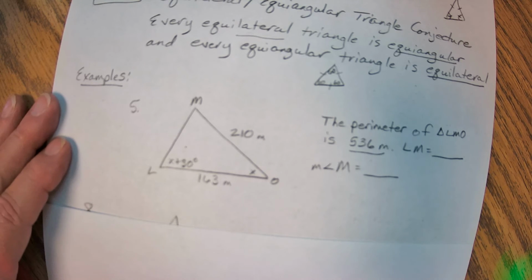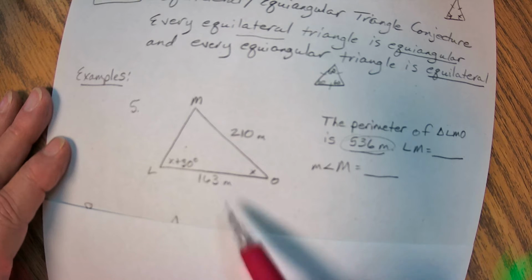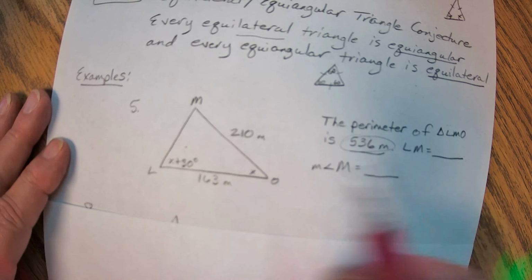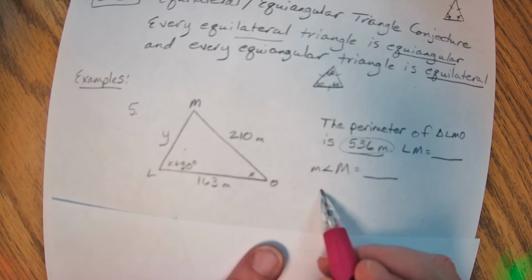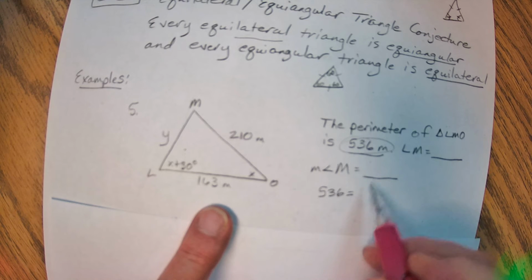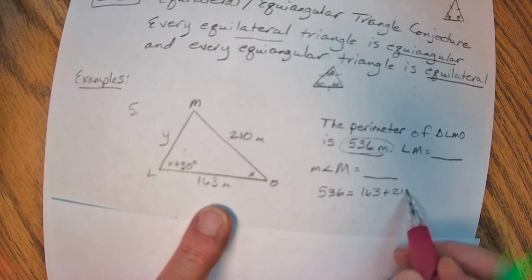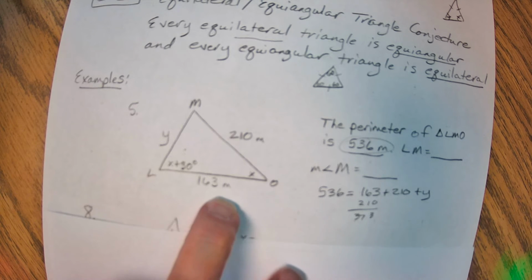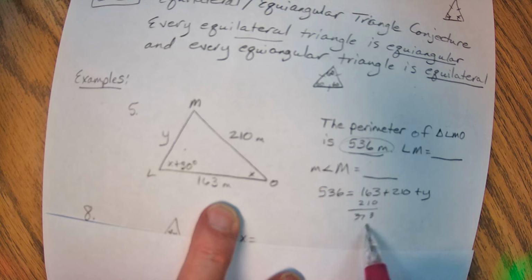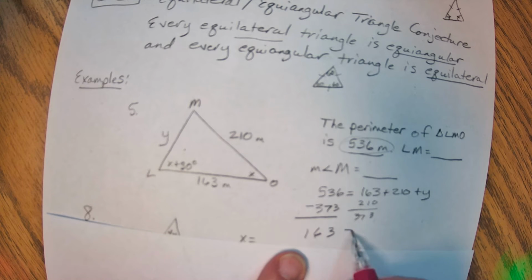Sorry about that. Okay, so I know the perimeter is that, but I know two sides, right? Let's call the unknown side y. So don't I know that 536 equals 163 plus 210 plus y? Well, 163 plus 210 is 373. If I subtract 373 from 536, I get 163 equals y.